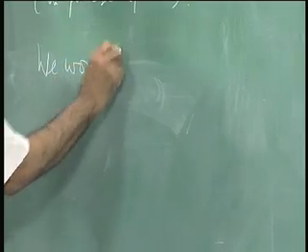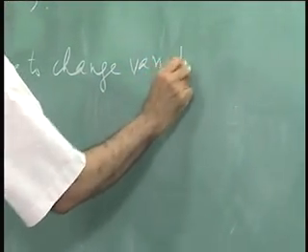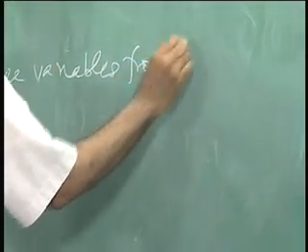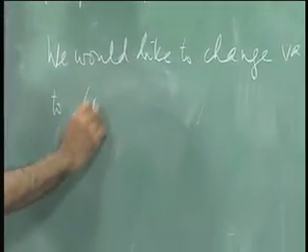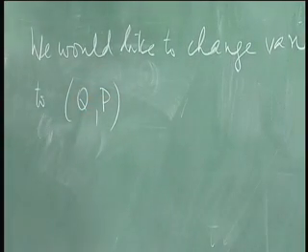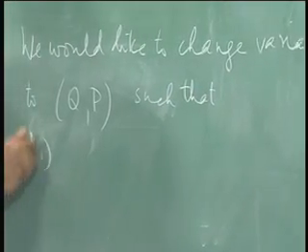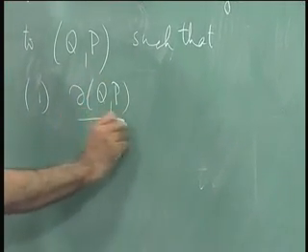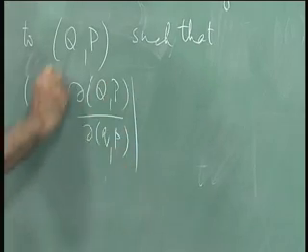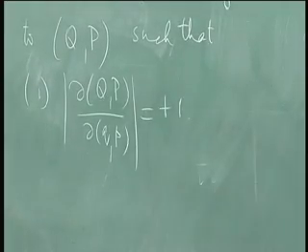One, we would like to change variables from the set q, p, all 2n of them, to a new set Q, P such that the first thing we would like to have is that the Jacobian matrix, delta QP over delta qp, has determinant equal to +1. This ensures that it is volume preserving.